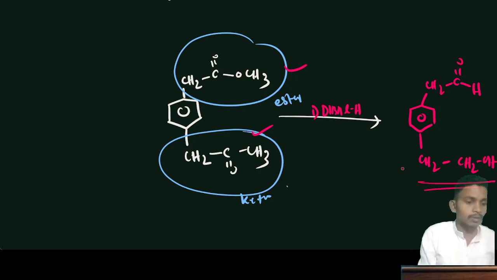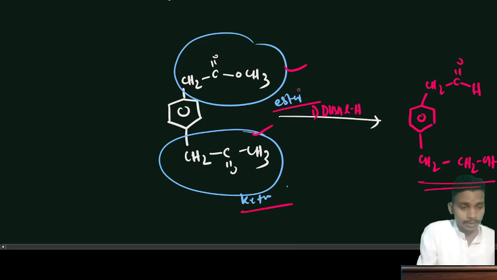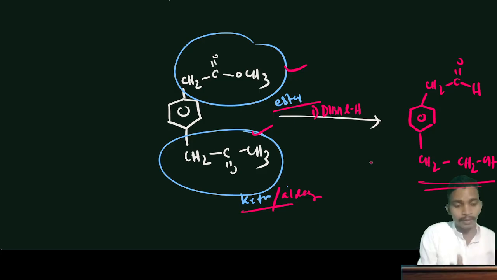Okay. So it will react with both esters and ketones. It does not selectively react with the ester. If it is ketones or aldehydes, then it will convert into the alcohol. So this is one demerit of DIBAL-H. It does not selectively react with esters. It reacts with ketones, aldehydes, and esters.